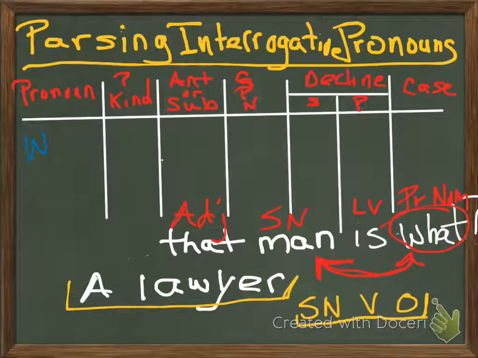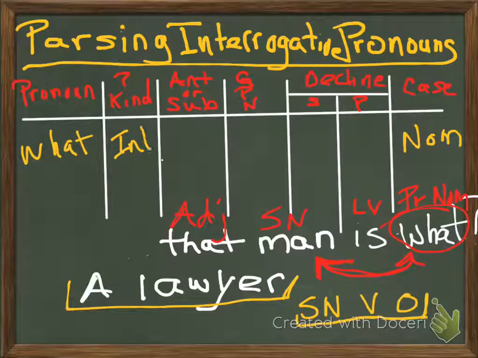We know the pronoun is, oh, I didn't mean to do blue. It's kind of hard to see, isn't it? We know the pronoun is what. And since we've classified it, we know that it's in the nominative case. And we know it's an interrogative. And we know it's referring to, or its antecedent is man.